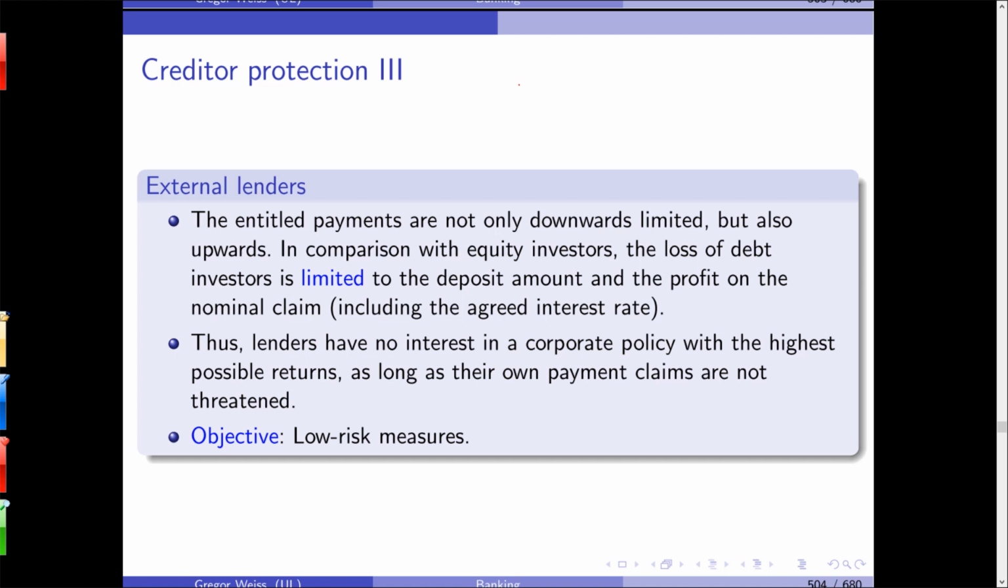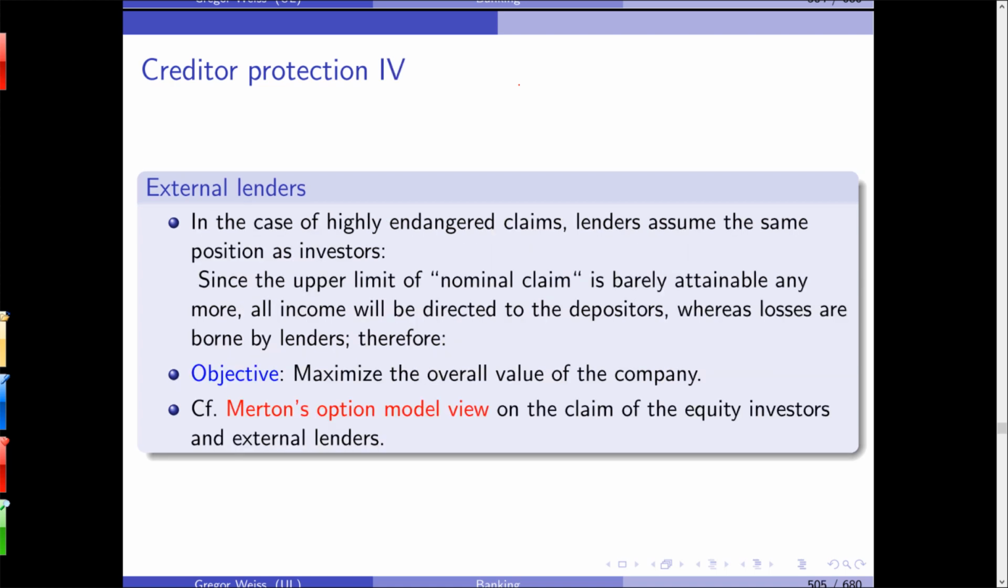This happens in any company, but it's especially dramatic in the case of financial institutions. In the case of highly endangered claims, lenders assume the same position as investors, since the upper limit of the nominal claim is barely attainable as a whole anymore. All income will be directed to the depositors, whereas losses are borne by lenders. Therefore, they maximize the overall value of the company, and you see this in Merton's option model. If you take firm value as the underlying and look at call and put options, aka the debt holders and the shareholders, and volatility as firm risk, then you can see that lenders and shareholders have an option claim to the company.